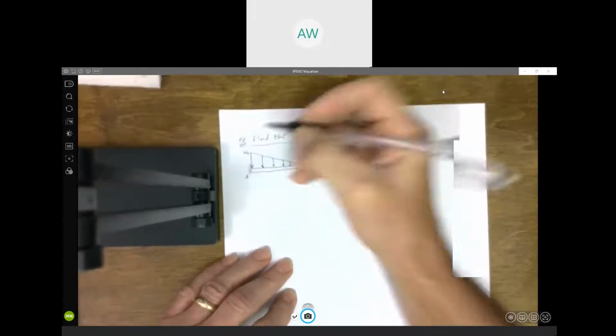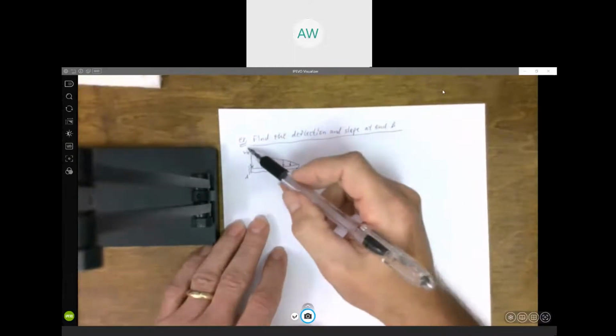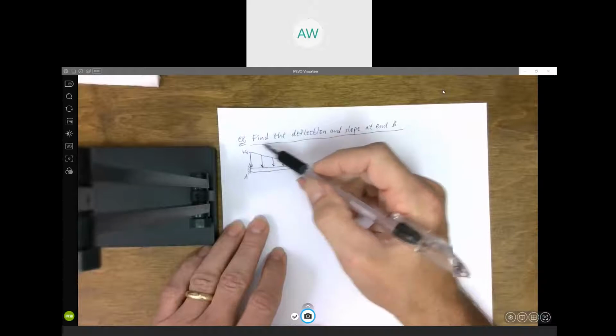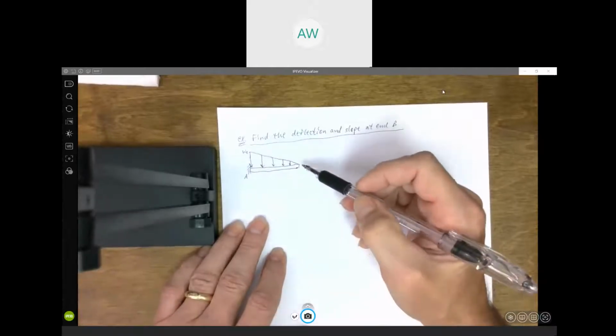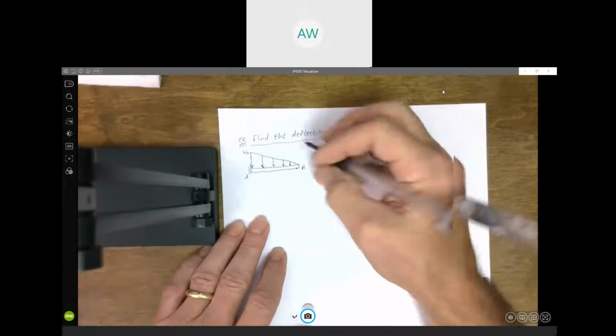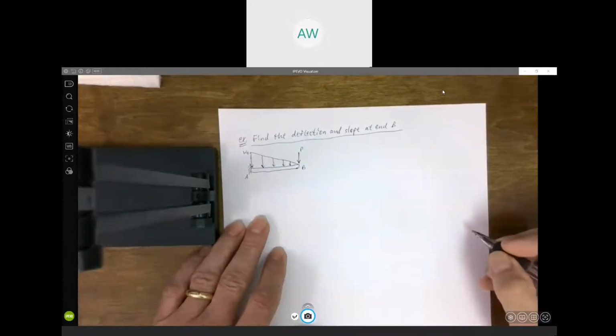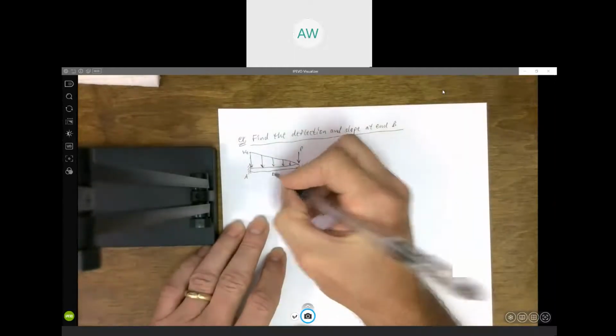So it goes from a maximum, we'll denote with W naught, and again decreases linearly down to 0 at the end of the beam. We'll call this B. And then we also have a concentrated force P out there at the end of the beam, and this beam has some length L.